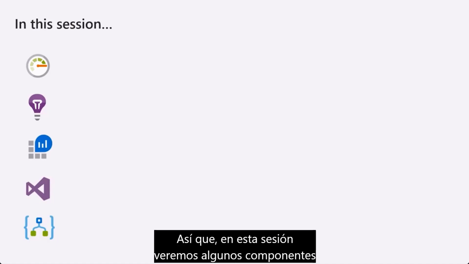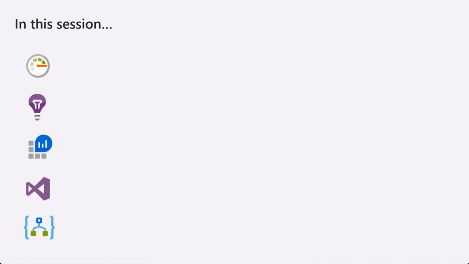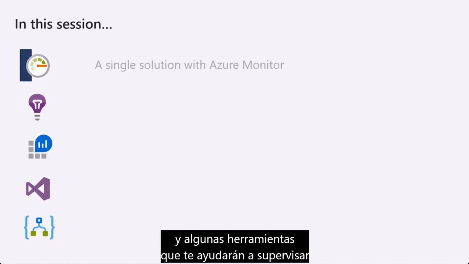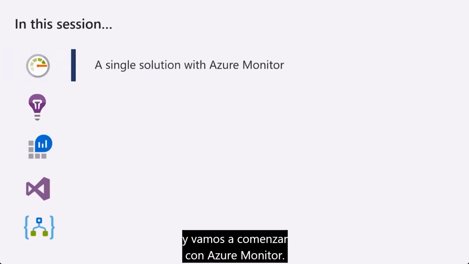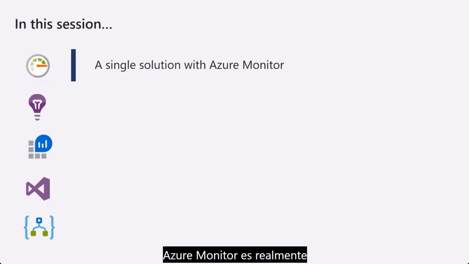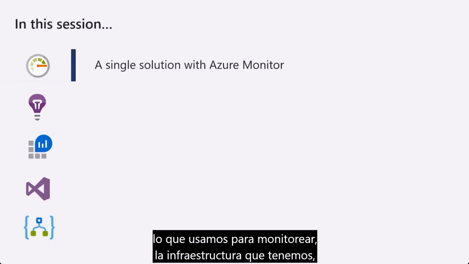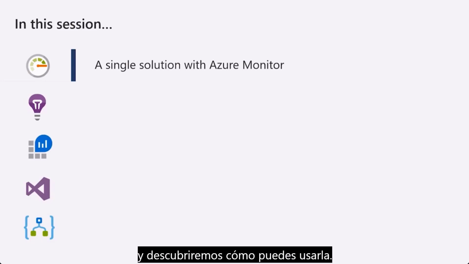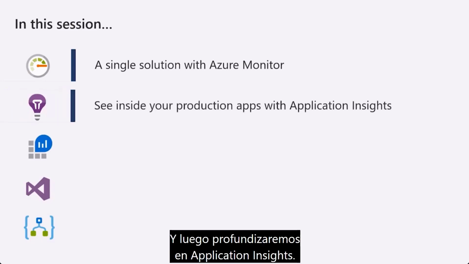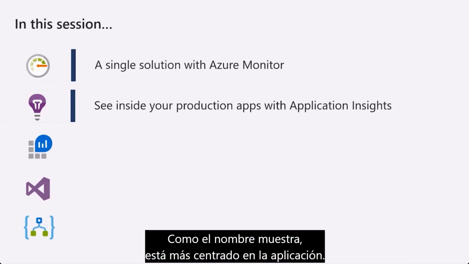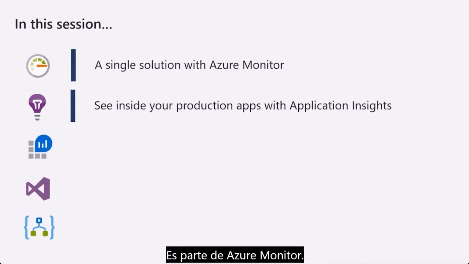So in this session, we are going to see a few components and a few tools which are going to help you to monitor, and we are going to start with Azure Monitor. Azure Monitor is really the all-encompassing solution of monitoring in Azure. This is what we use to monitor literally every piece of infrastructure that we have, and we'll discover how you can use it. And then we'll dive into Application Insights. Like the name shows, it's a little bit more focused on your application. It's a part of Azure Monitor.